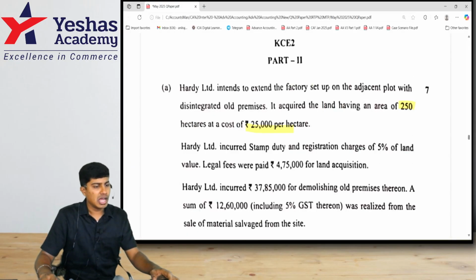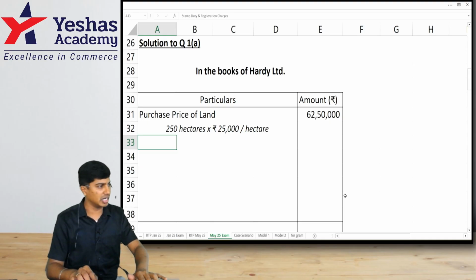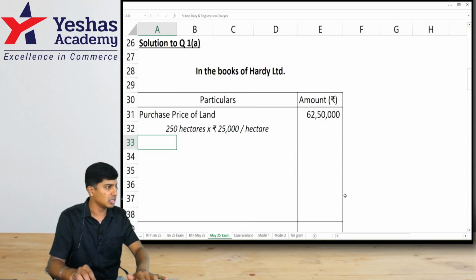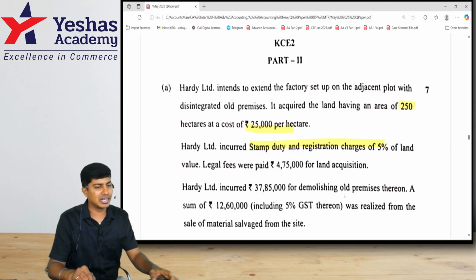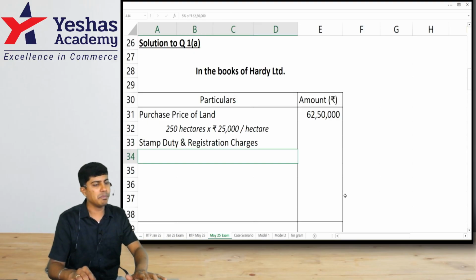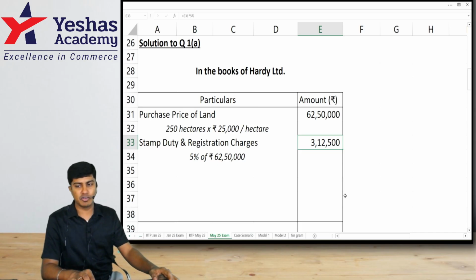What do we have after that? Hardy incurred stamp duty and registration charges at 5% of land value. I will include that 5% into my cost because any directly attributable cost incurred in the process of acquisition of that land, or anything till the time the asset is ready to be put to use, is to be included in the cost. Without registering the property, it won't become yours. That is the reason you paid that stamp duty. And the other amount is registration charges paid to the municipality department there. 5% of 62,50,000 is 3,12,500, and this is also part of our cost.